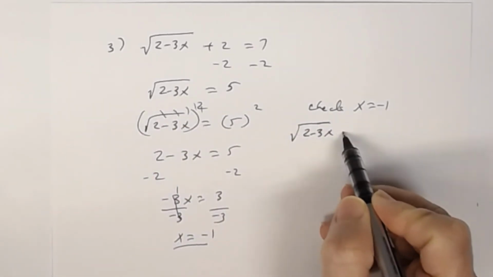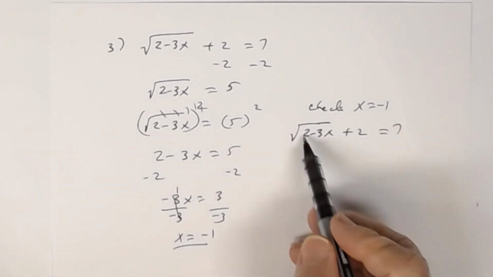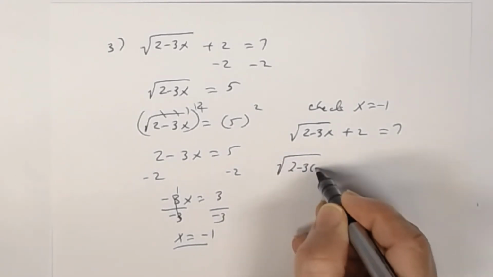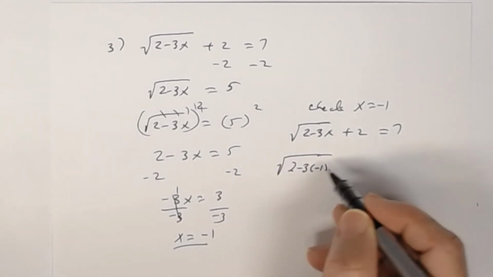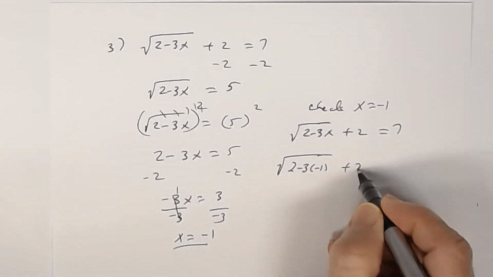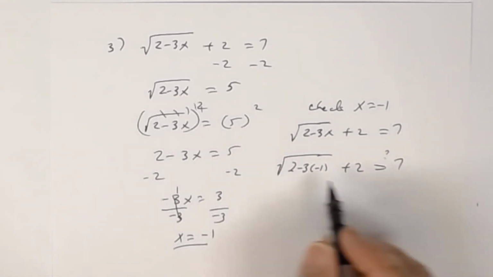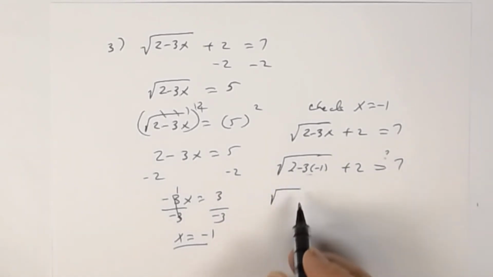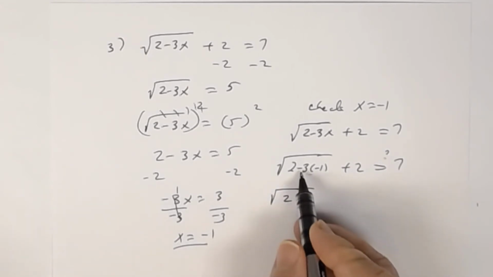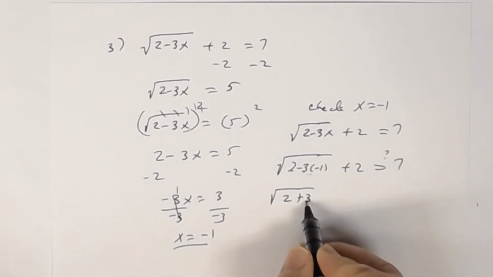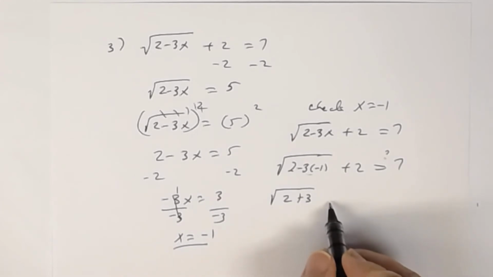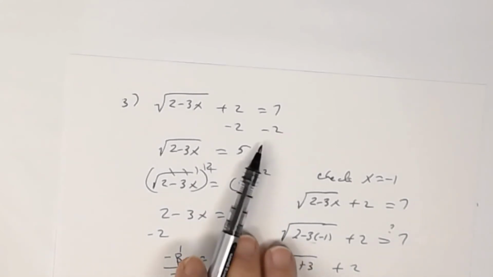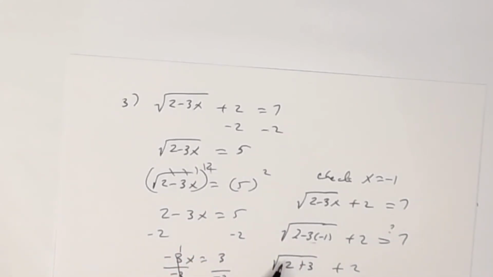The square root of 2 minus 3x plus 2 equal 7. So in place of x, I'm going to substitute negative 1. Now be careful. So this becomes the square root of 2 minus 3 times negative 1, just like this. Notice I put negative 1 in parentheses. Whatever that is, I'm going to add 2. I want to see if that's going to equal 7. Well, let's simplify this radicand. So in terms of this square root term, I have 2, a negative 3 times a negative 1 is a positive 3. Okay? And so plus 2.